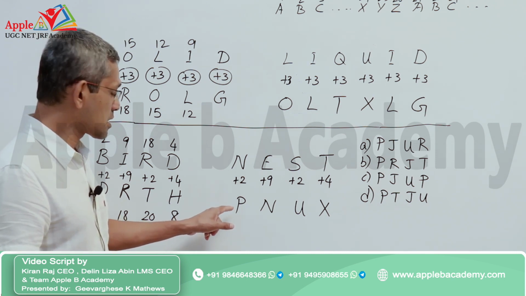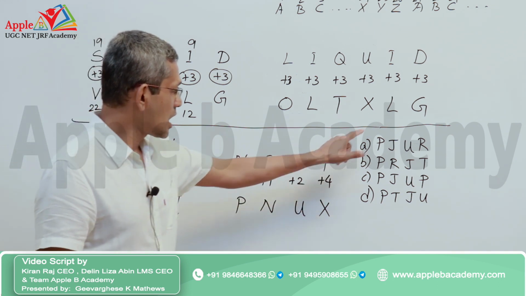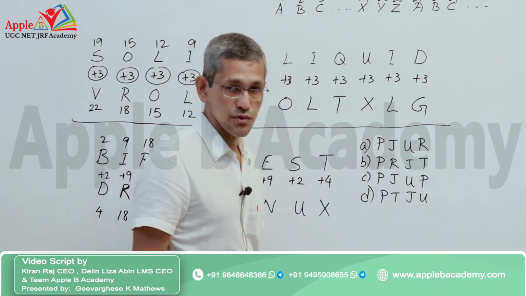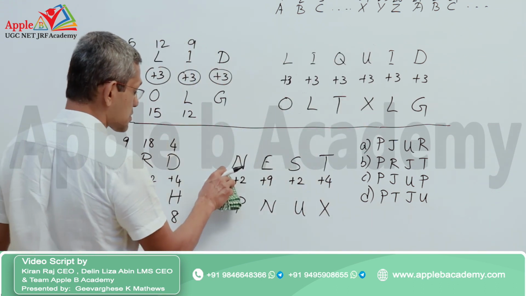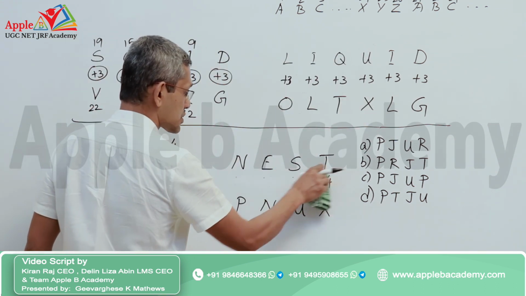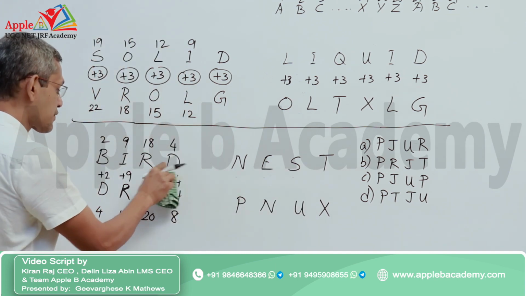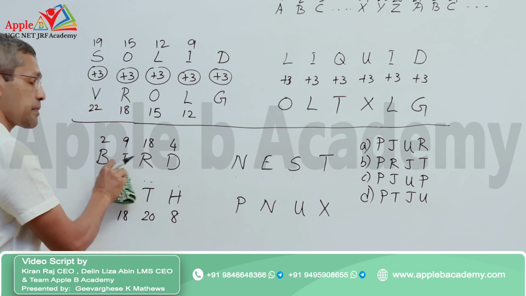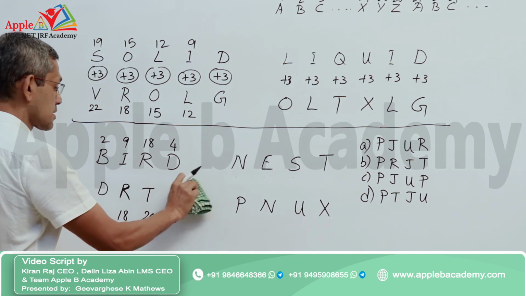Look at it. What we got as an answer here is PNUX. Among the answer choices, we don't have PNUX. So what could be the pattern? This plus 2 plus 9 plus 2 plus 4, it doesn't work for us. So we have to look for something else. What could be the pattern possible here? Let's try this.